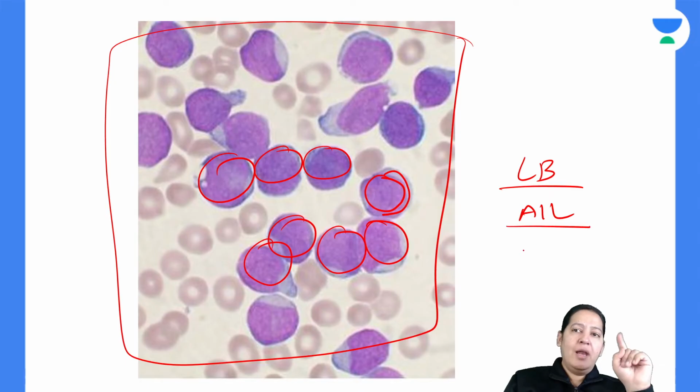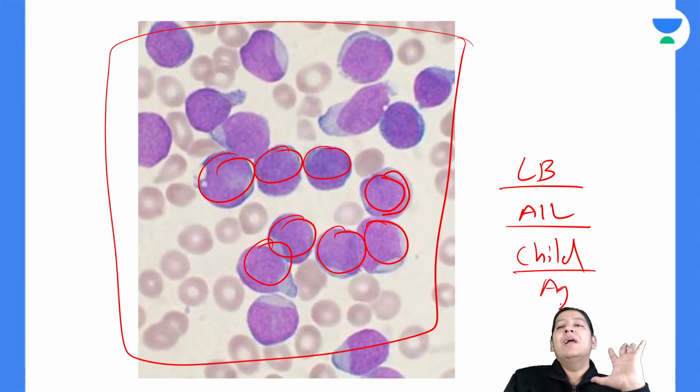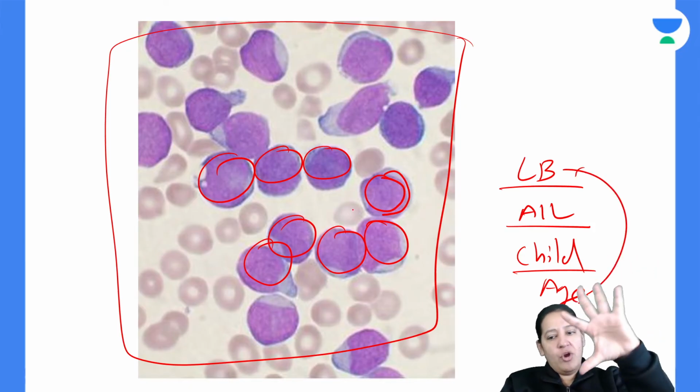One more clue for ALL: ALL occurs in children. So read the clinical history. Age is very important. So in a child with this type of morphology, the answer is ALL.